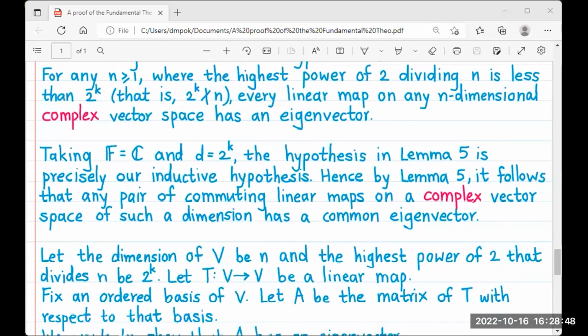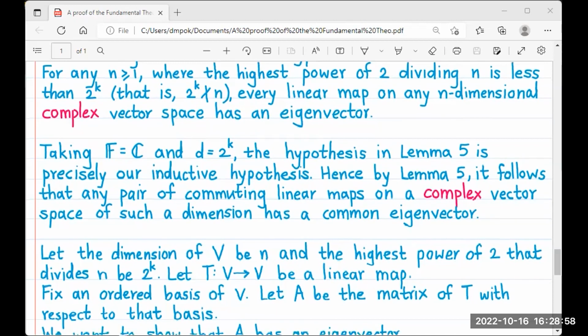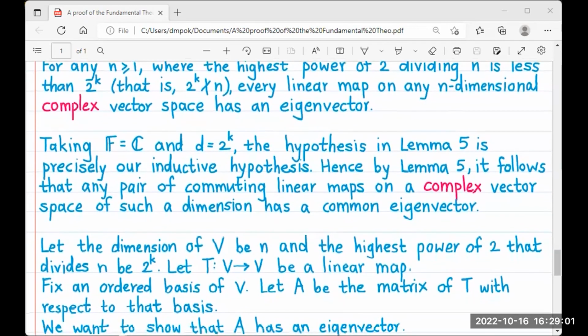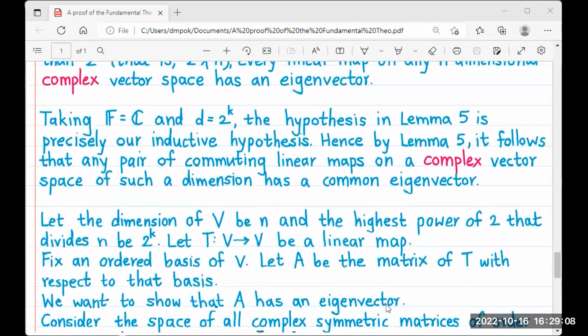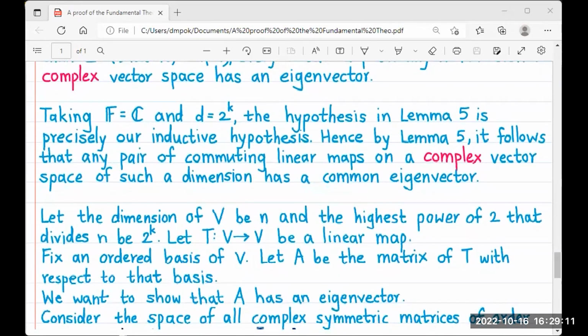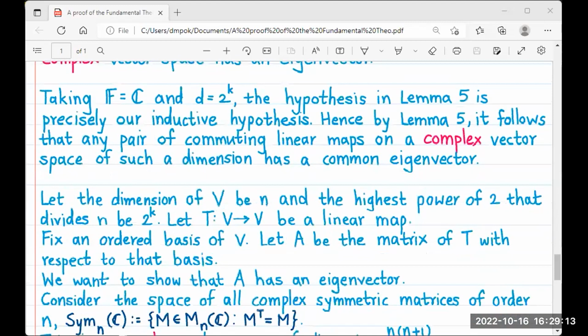We want to use the inductive hypothesis. So we will try to construct some complex vector space whose dimension is not divisible by 2 to the power k, and assign linear maps on that vector space to this matrix A. Let's see how to do that. We will consider the space of all complex symmetric matrices of order n. Let's call that space Sym C n: all n cross n complex matrices whose transpose is the same as the original matrix, M transpose equal to M, that is, symmetric matrices.